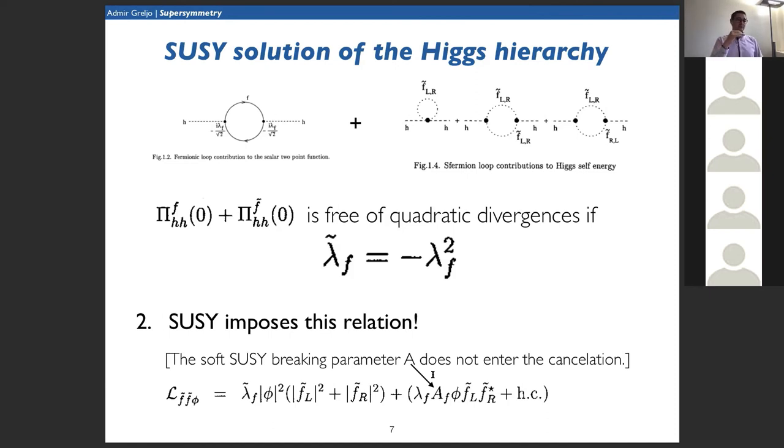So you are solving the hierarchy problem above the mass of this fermion's partner. Above that mass, the loops between particles and their superpartners cancel out the quadratic divergence. From that scale on, your theory is safe and you don't have a hierarchy problem. The only hierarchy that you have to think about is the little hierarchy between the Higgs and the supersymmetric partner mass. Okay.